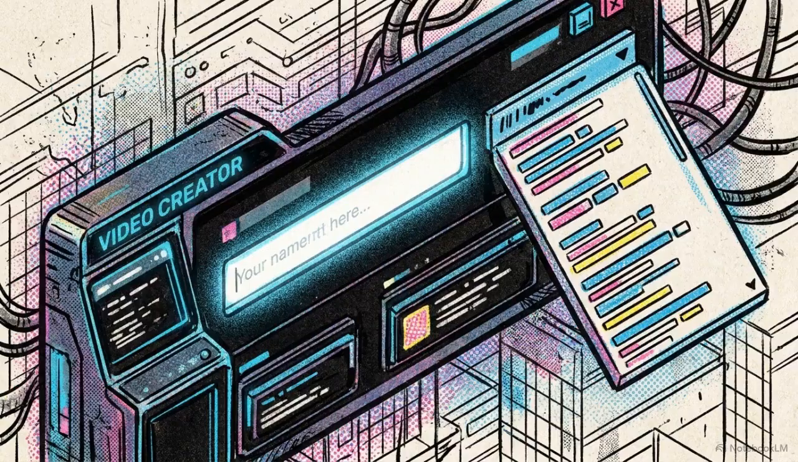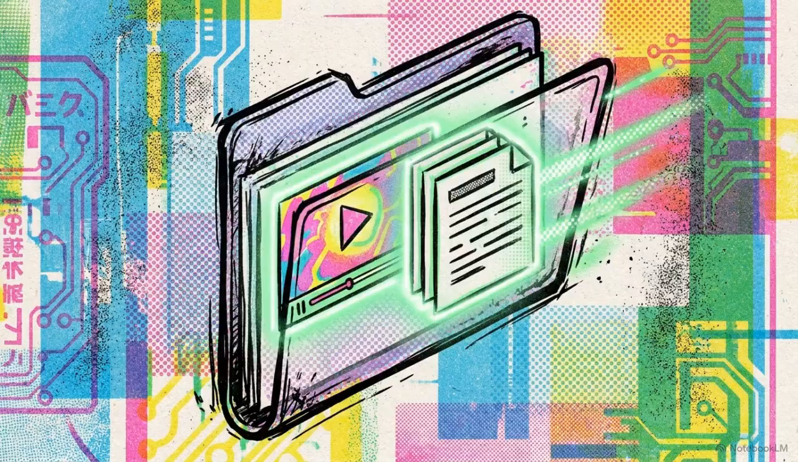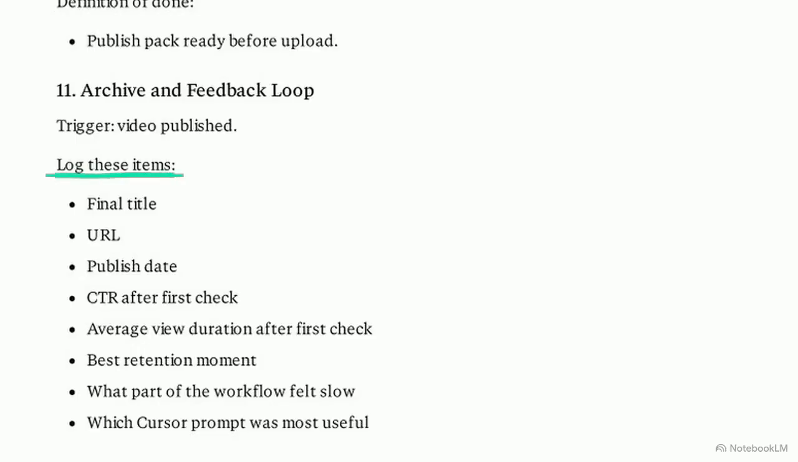Phase 5 is publishing. This is where you compile your titles, thumbnails, and metadata to package the final deliverable. After publishing, you are required to log the data shown here. Track your click-through rates, retention dips, and note exactly which Cursor prompt proved most useful.